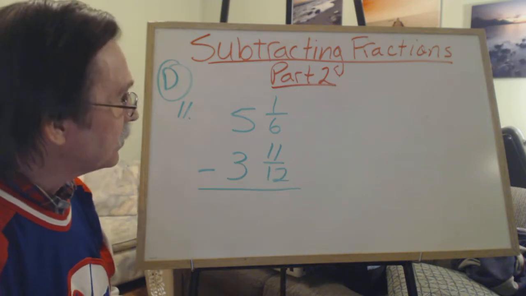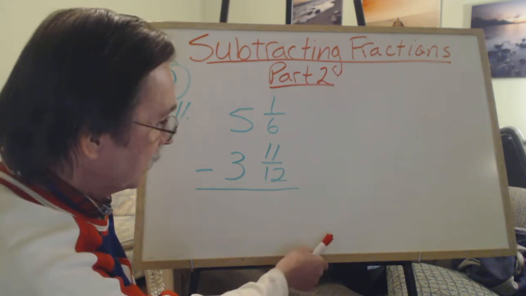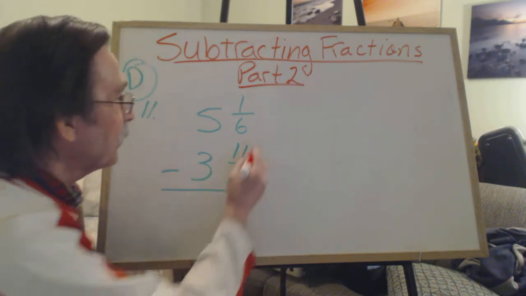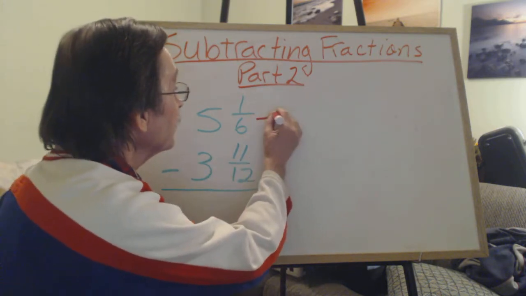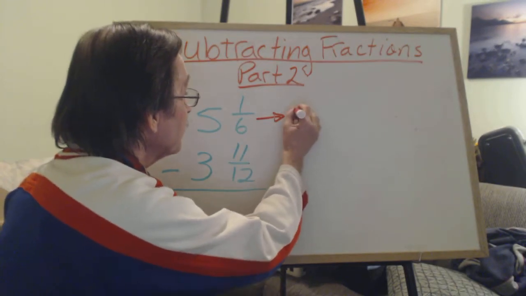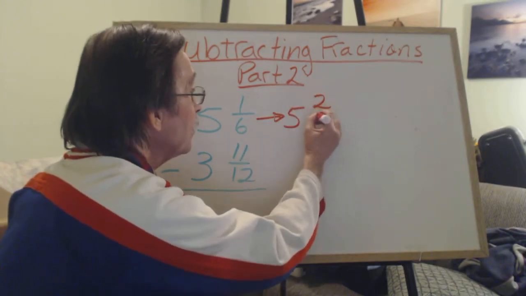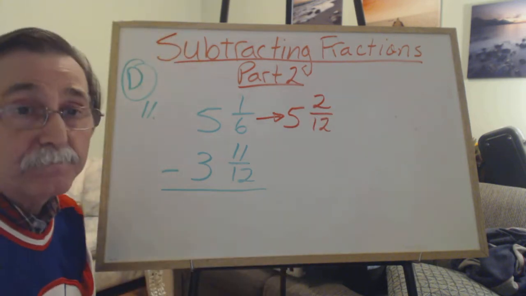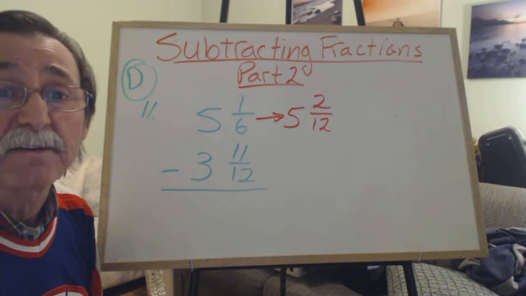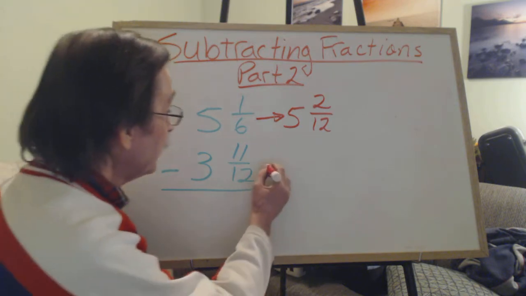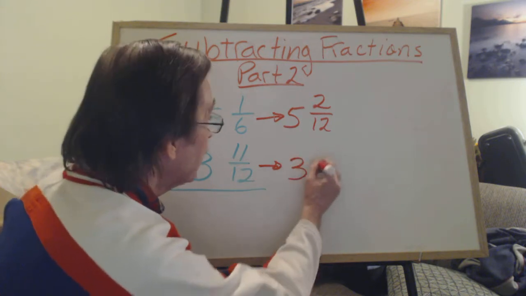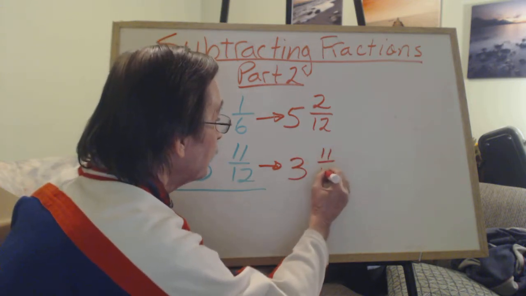So let's change this. I'll use another color here. I'm going to skip a little bit of the work. Hopefully you can follow this. So I'm going to change this to 5 2/12. Okay, so that's not that bad. You can do that in your head. This stays the same. This is 3 11/12.